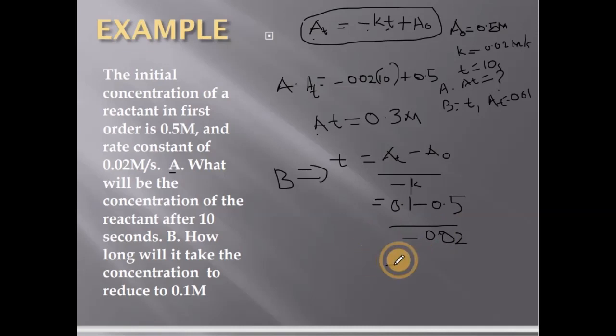So let's take it. We are going to have 0.1 minus 0.5, which is minus 0.4, over minus 0.02. So the minus and the minus will cancel out. You're going to have 0.4 divided by 0.02, and that gives us 20. So it means the time required for the initial concentration of 0.5 to reduce to 0.1 is 20 seconds. So that's the solution to the sample question.